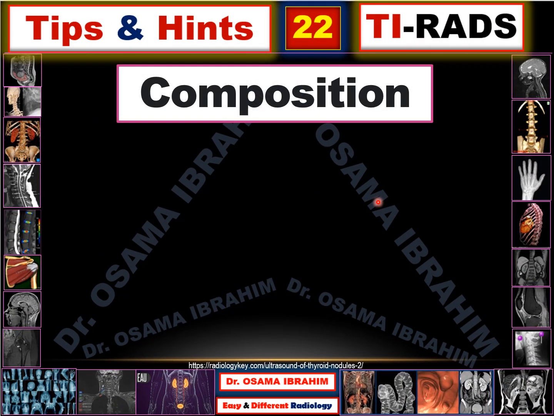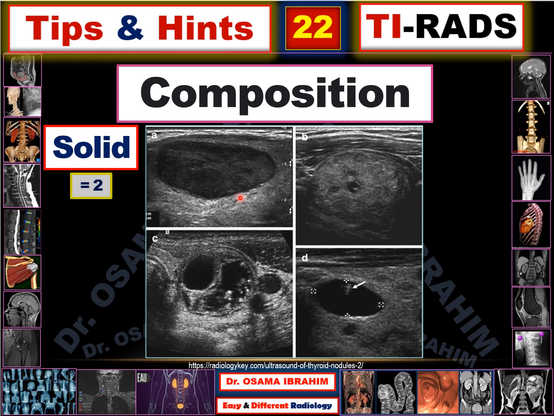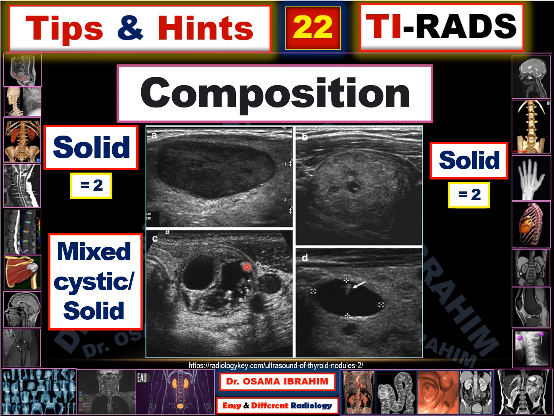Let's see the composition in images of different thyroid nodules with different TI-RADS. The first one is a solid nodule. There are no cystic components, so it is solid, and it takes score 2 for composition. The other one has part cystic and part solid. However, the cystic part is very tiny in this large solid component, so it is also considered solid and takes score 2. This one is partly cystic, partly solid, so it is considered mixed cystic and solid and takes score 1.